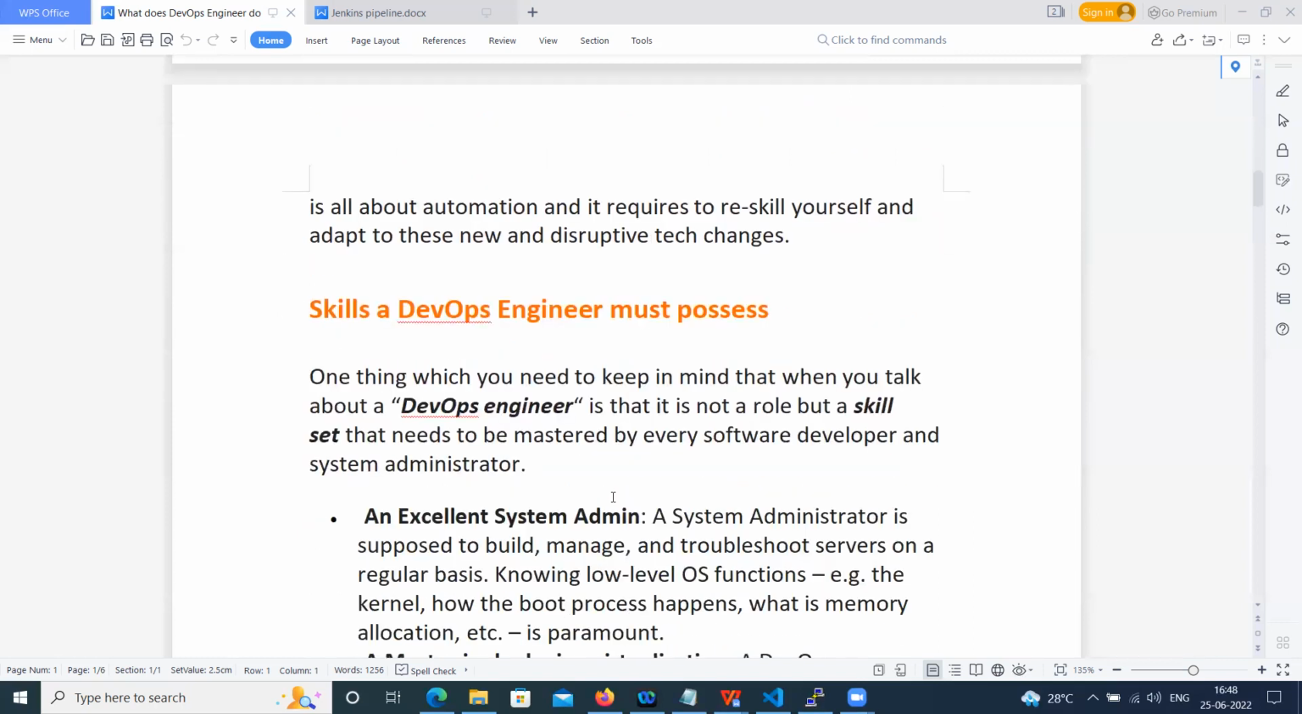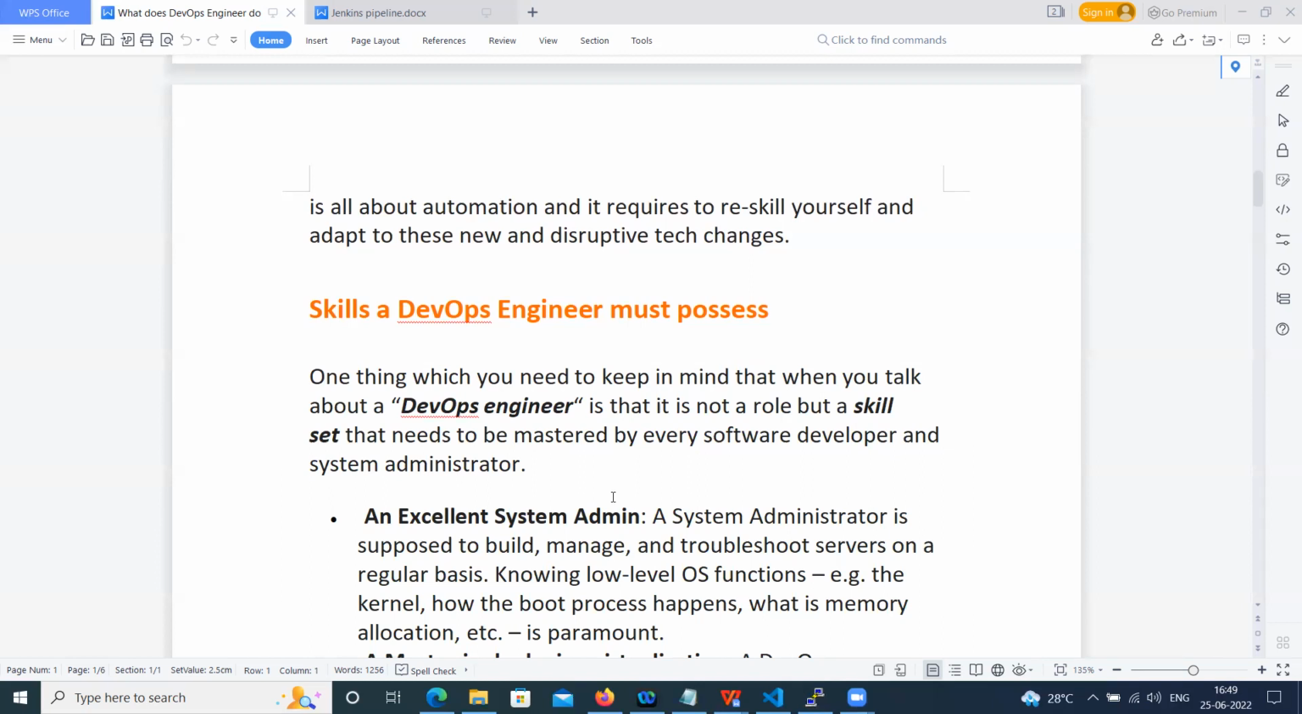So what skills must we have to become a DevOps engineer? One thing you need to keep in mind is that a DevOps engineer is not a role, but a skill set that needs to be mastered by every software developer and system admin that wants to become a DevOps engineer. So you have to adopt the tools.